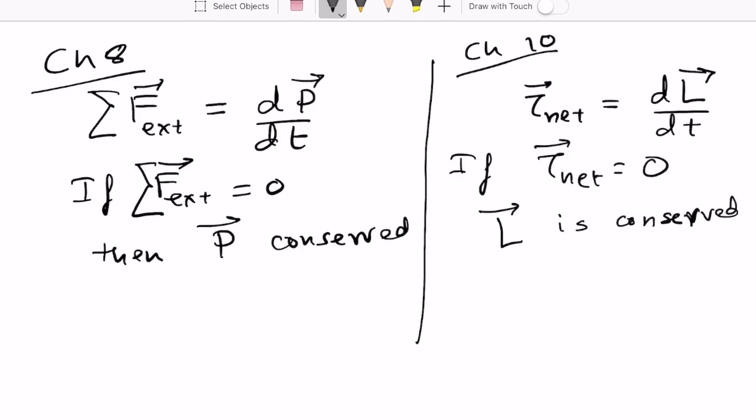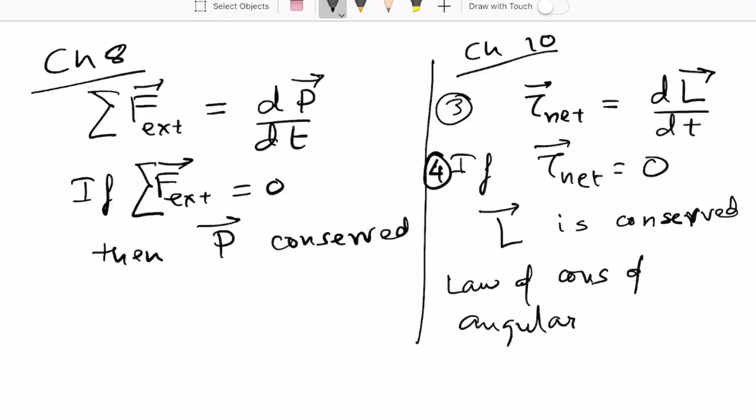And this is our bullet point number 4, that angular momentum is conserved if the net external torque on a system is zero. So this would be our bullet point number 3, and this would be our bullet point number 4. So this is called the law of conservation of angular momentum. Which says, just to repeat myself, that in the absence of an external unbalanced torque, the total angular momentum of a system is conserved.